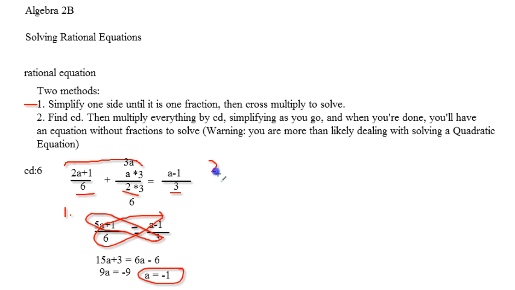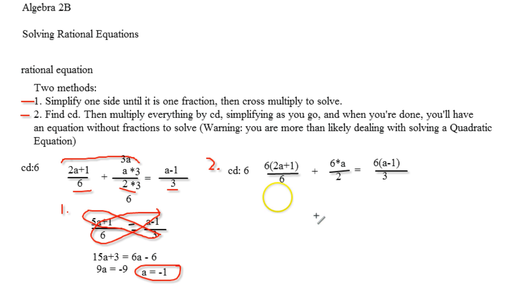Method number 2, in my crappy mouse drawing, is to find the common denominator first between all of the fractions, then multiply everything by the common denominator, simplifying as you go. When you're done, you'll have an equation without fractions to solve. Our common denominator between all the fractions is going to be 6, which makes sense because you've got 6, 2, and 3. So I'm going to multiply everything by that.